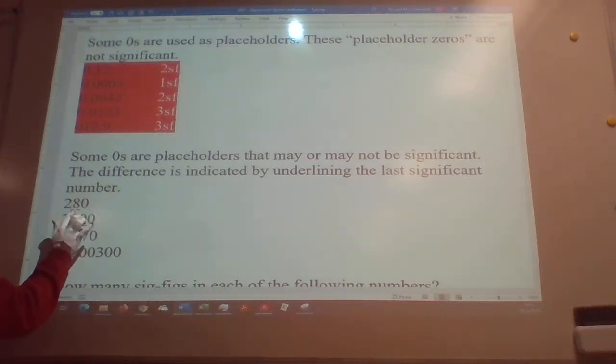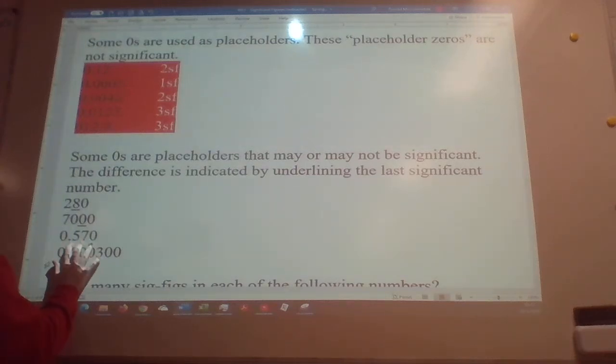So in this number, by underlining the 8, we're stating that this 3-digit number only contains 2 sig-figs, the 2 and the 8. While in 7,000, we have a 4-digit number, but since the middle 0 here is underlined, this is a sig-fig. The fact that this is underlined makes this a sig-fig. 7 is significant. This 0 is significant. That means this 0 is also significant. So this is a 3 sig-fig number.